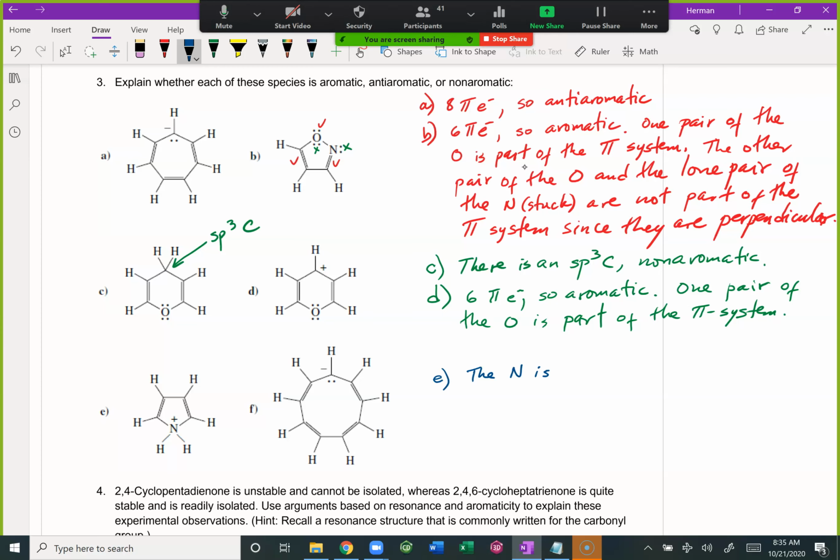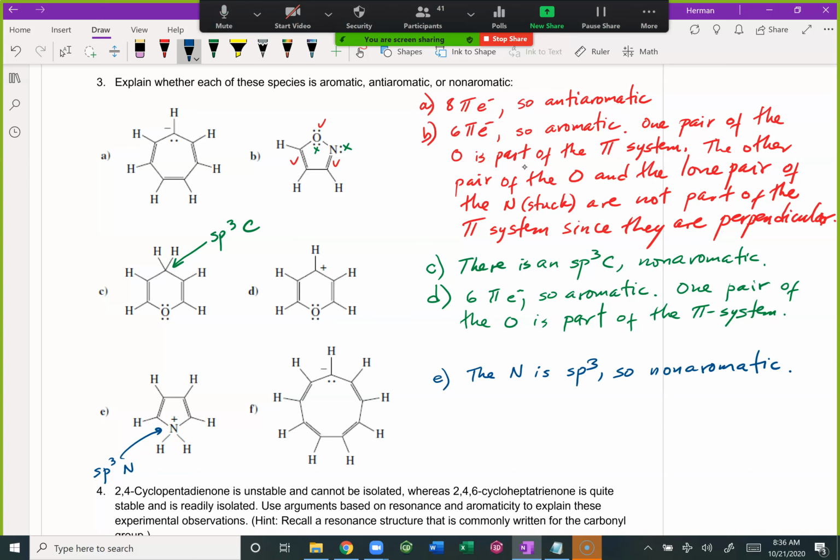Who was that answer? Ashley Cannon. All right, Ashley, good job. The nitrogen, you're awake and alert. So the nitrogen is sp3. Check this out. That nitrogen has 4 directions, so that's an sp3 nitrogen. Thus, it is non-aromatic.